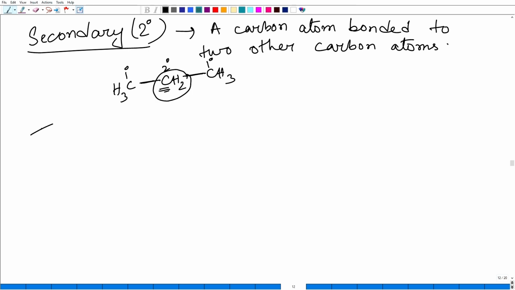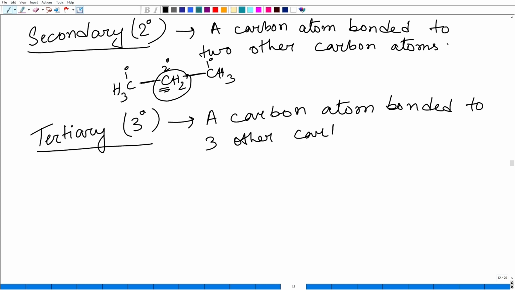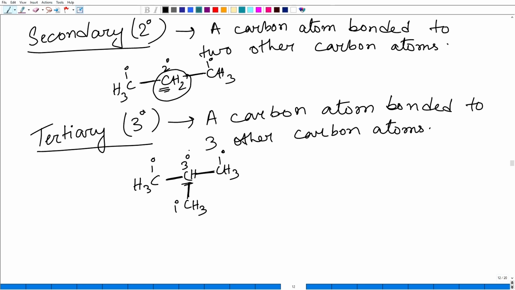The third one is tertiary or 3 degree. That is a carbon atom bonded to 3 other carbon atoms. Okay. So let us say for isobutane, right. These 3 are primary, but for this carbon it is bonded to 1, 2 and 3 other carbon atoms and another one is hydrogen. So this is called tertiary or 3 degree.